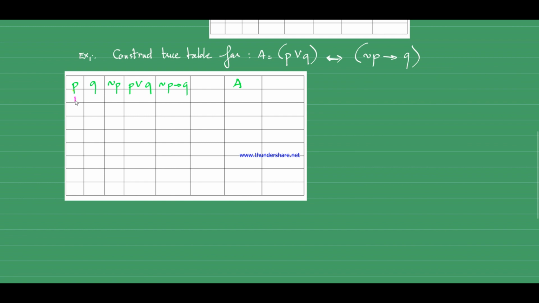Let's put it in. True, true, false, true, false. The negation of P will be false, false, true, true. The union of this: true will be true, true will be true, false and true will be true, because it satisfies only one condition. False, false does not satisfy any condition, so it will be false.